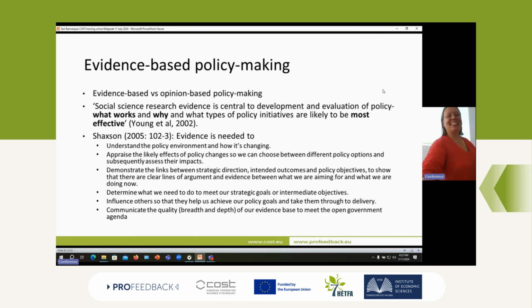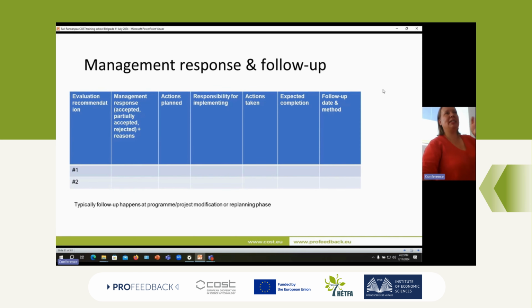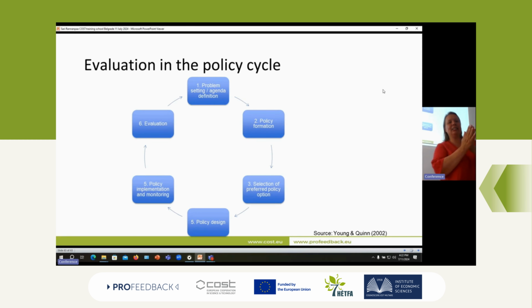So this is just what is evidence-based policy making, but Mariana told you about it already. So why do we need all of this management response and follow-up? Well, it's because of evaluation in the policy cycle, so that the evaluation can give information for the problem setting or definition of the agenda, or for example, modification of something. And then it starts with the policy formation and like this.